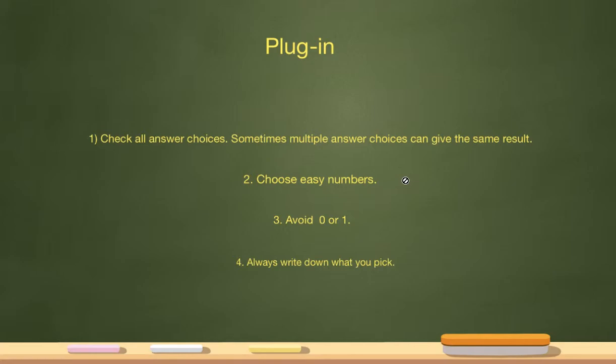Third one is avoid 0 or 1. Even though I said make easy numbers, just stay away from 0 or 1. They usually don't work out nicely with plugging in. And lastly, always write down what you pick. You know, that doesn't go for plugging in, that goes for everything.